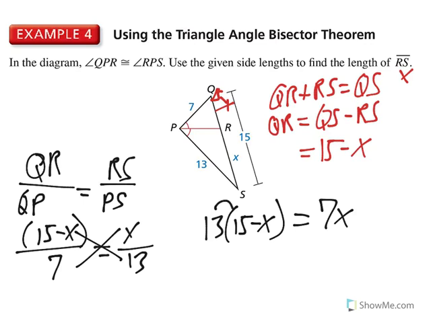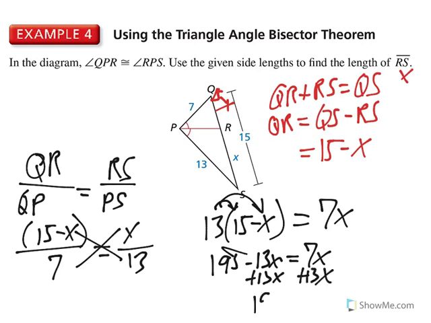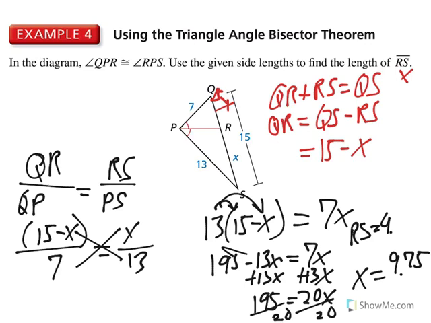To solve this, I need to distribute my 13 inside. So when I do 13 times 15, I get 195 minus 13X is equal to 7X. Then I'm just going to keep solving. I need to get my X's together, so I'm going to add 13X. So 195 is equal to 20X. Divide by 20. And so I get for that side length 9.75. So my RS would equal 9.75.